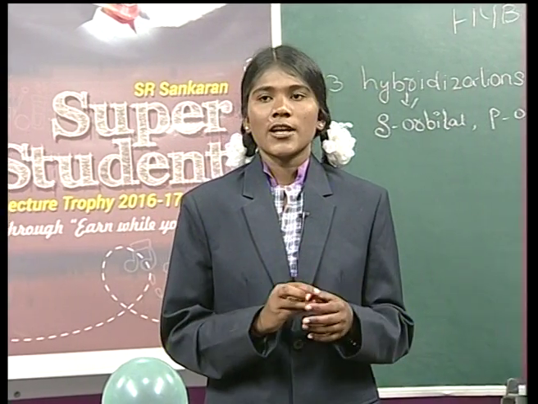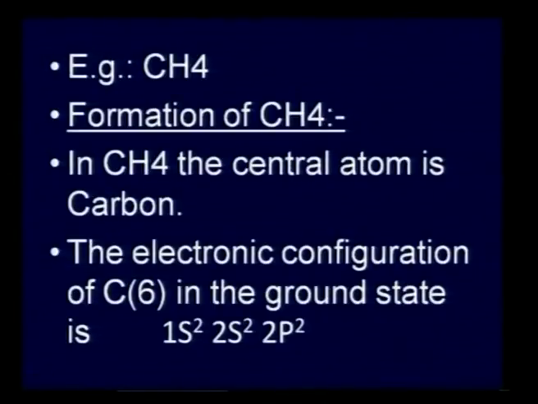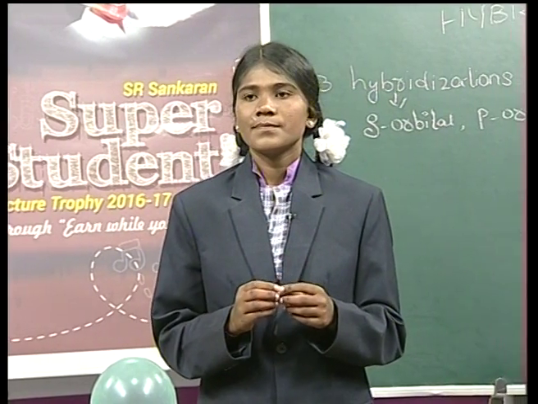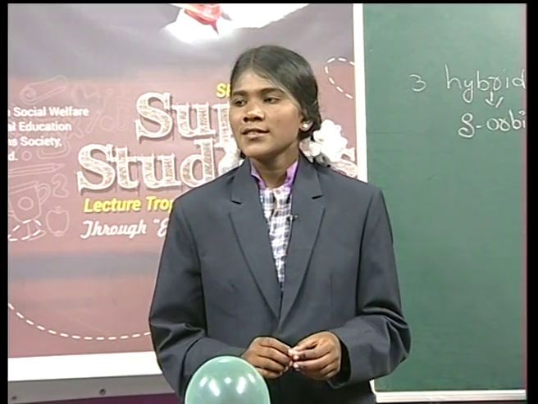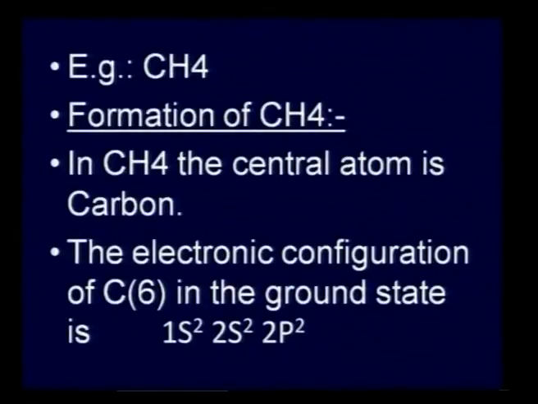And friends, can you give examples for sp3 hybridization? The examples for sp3 hybridization are methane, water, ammonia, etc. And friends, now we are going to see the formation of methane. What is the formula of methane? CH4. Yes, in CH4, what is the central atom? Carbon is the central atom. And do you know what is the electronic configuration of carbon? The electronic configuration of carbon in the ground state is 1s2, 2s2, 2p2.